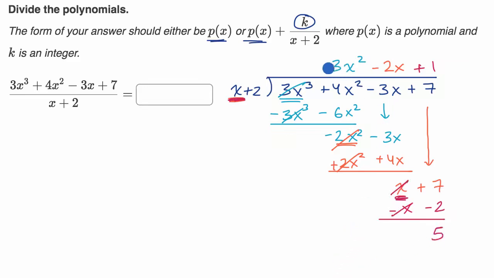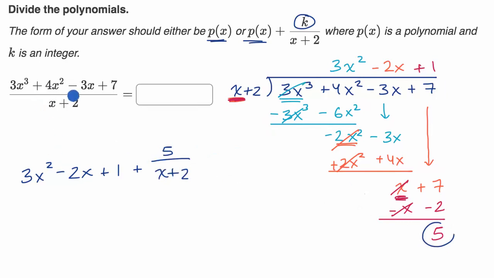And so we can rewrite this whole thing as, we deserve, I guess, a little bit of a drum roll, 3x squared minus 2x plus 1 plus the remainder, 5 over x plus 2. One way to think about it is, hey, I have this remainder. I'd have to keep dividing it by x plus 2 if I really wanted to figure out exactly what this is.